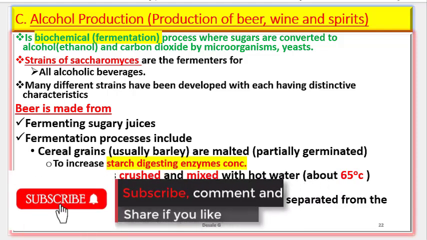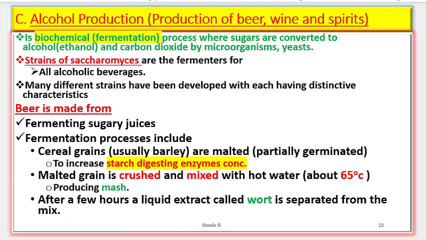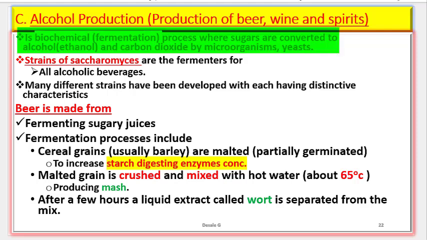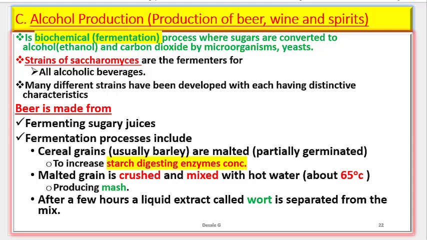In this lesson, we are going to study alcohol production that include production of beer, wine and spirits. Alcohol production is a biochemical or fermentation process where sugars are converted to alcohol and carbon dioxide by using microorganisms, usually yeast cells. This alcoholic production passes through certain stepwise processes.